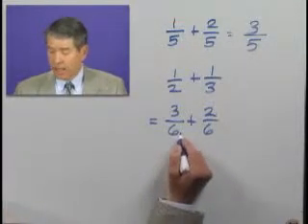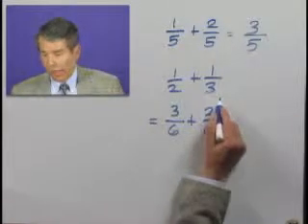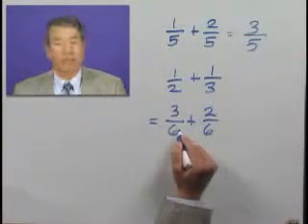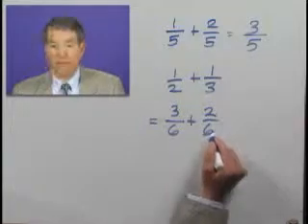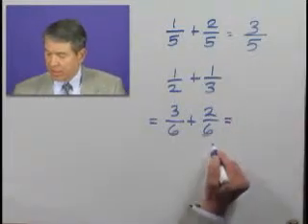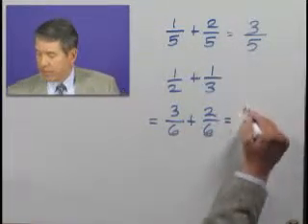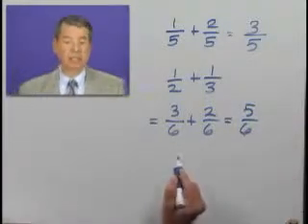I can now say that adding 1/2 and 1/3 is the same as adding 3/6 and 2/6. With the denominators in agreement, I can simply add the numerators and I get 5/6.